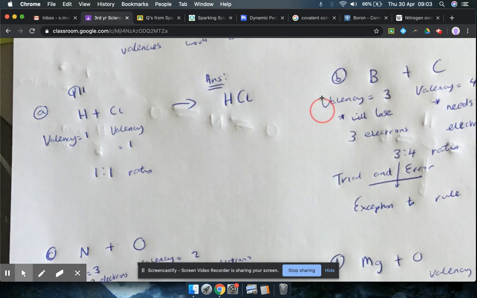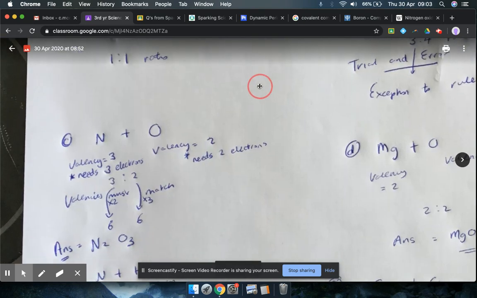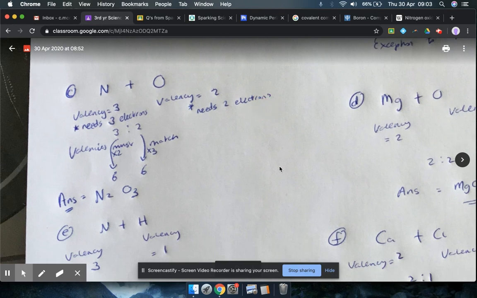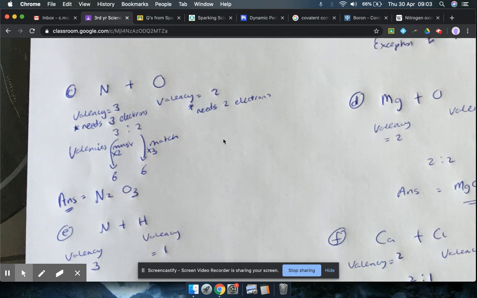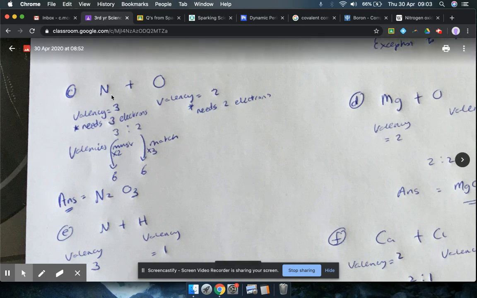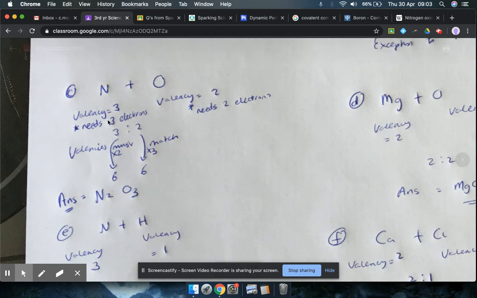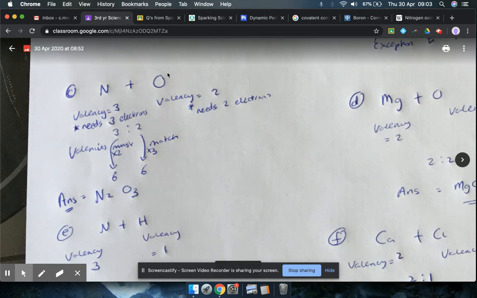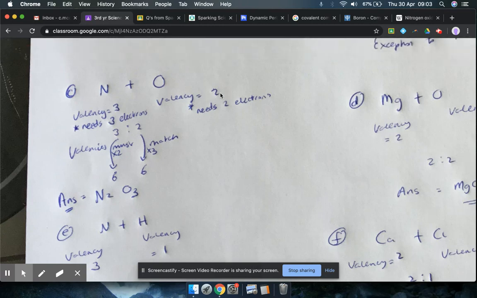Okay, I'm going to skip B for the time being, and I'm going to move on to C. If we look here at C, we're told nitrogen is bonding with oxygen. So when we look at the valencies of these atoms, we can find that nitrogen is in group 5, so it has a valency of 3. It needs 3 electrons. Oxygen is in group 6, so it needs 2 electrons. It has a valency of 2.